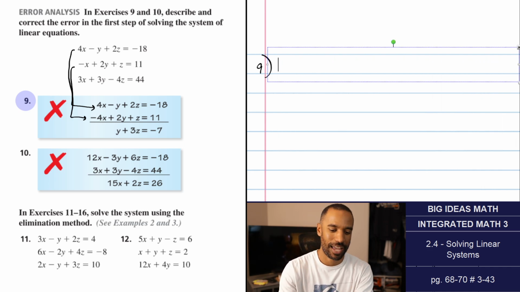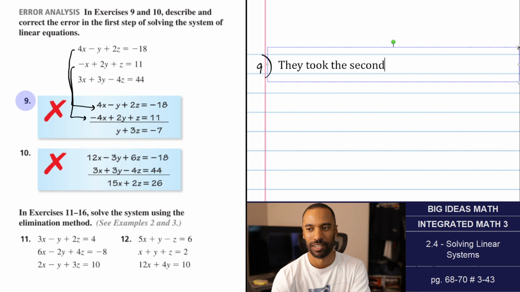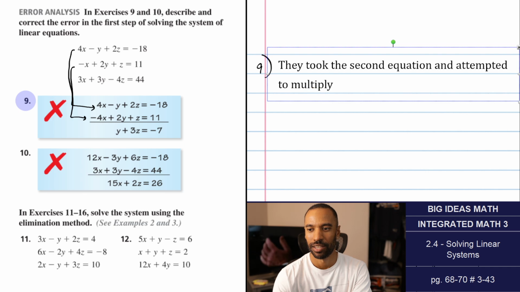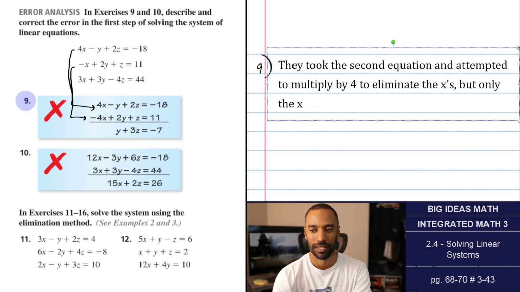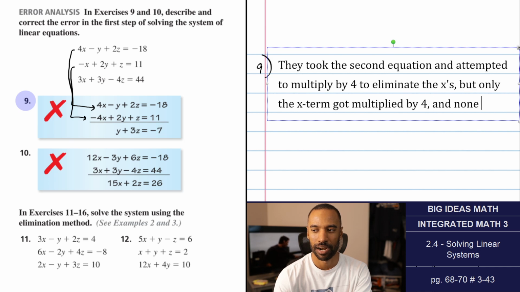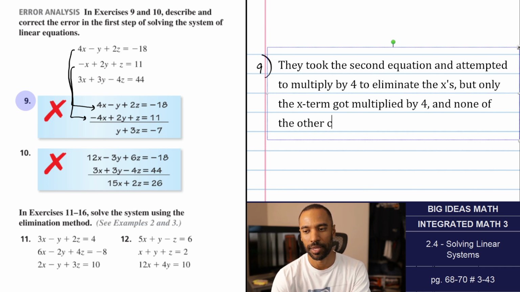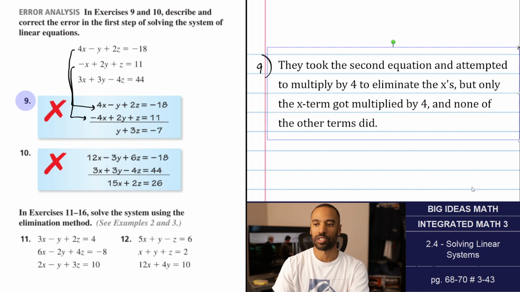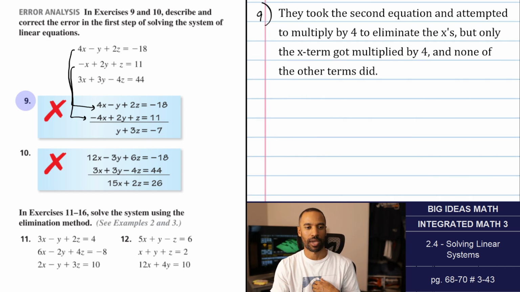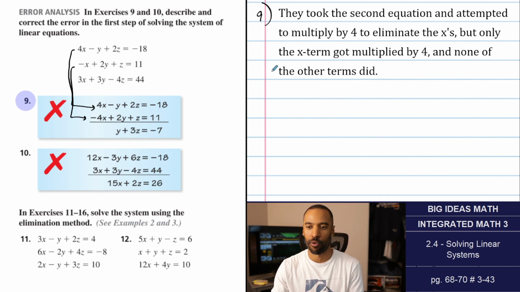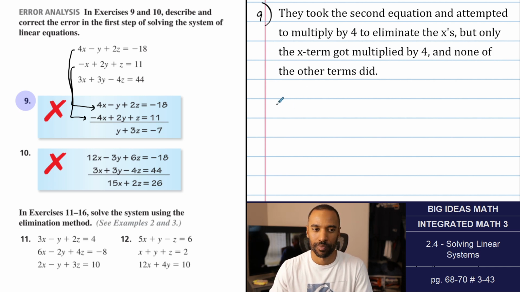They took the second equation and attempted to multiply by 4 to eliminate the x's, but only the x got multiplied. Only the x term got multiplied by 4, and none of the other terms did. Now, it's not very common. The thing that I stated before is sometimes you might subtract one thing and add the rest. Okay, I get that.